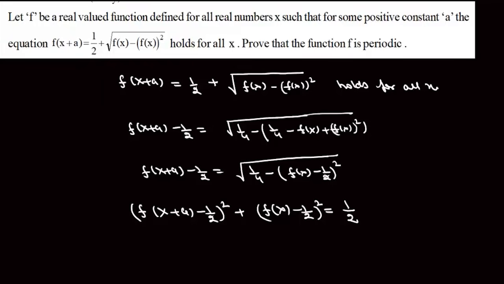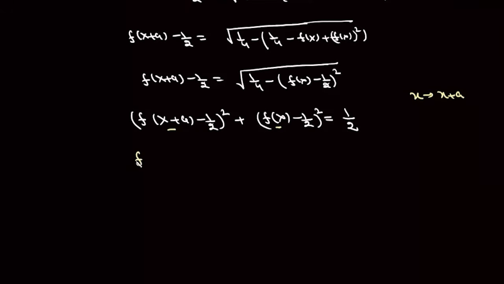Now in order to prove that f(x) is periodic, we need to prove f(x + a) equals f(x). And since we have x + a and x here, what we'll do is we'll replace x with x + a, and then we'll try and solve this simultaneous equation. So we can write (f(x + 2a) - 1/2)² + (f(x + a) - 1/2)² will be equal to, this is 1/4.